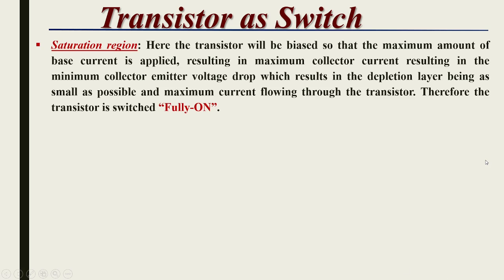Now the saturation region. Here the transistor will be biased so that the maximum amount of base current is applied, resulting in maximum collector current, resulting in the minimum collector emitter voltage drop, which results in the depletion layer being as small as possible and maximum current flowing through the transistor, and therefore the transistor is switched on, or fully on.